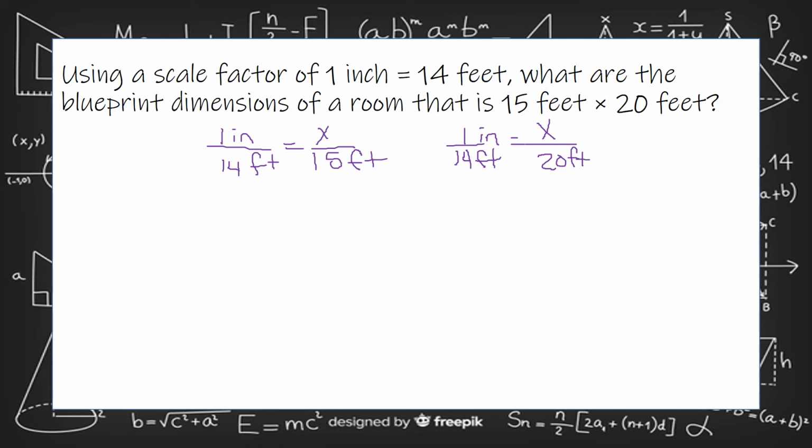Okay, so we're going to cross multiply. We've got 15 times 1 is 15. 14 times x. So then we divide both sides by 14 to get the x by itself. 15 divided by 14 is 1.07.